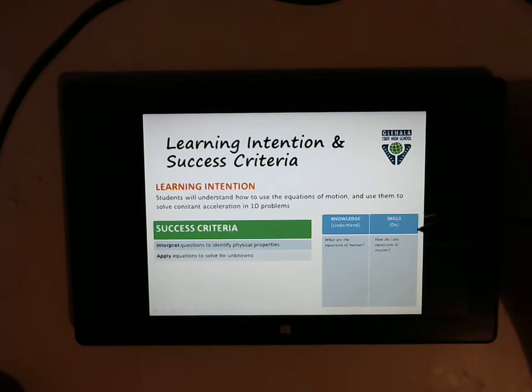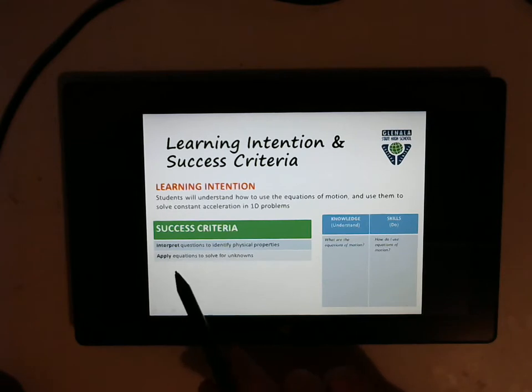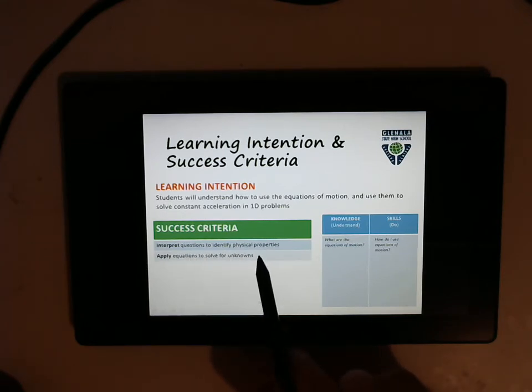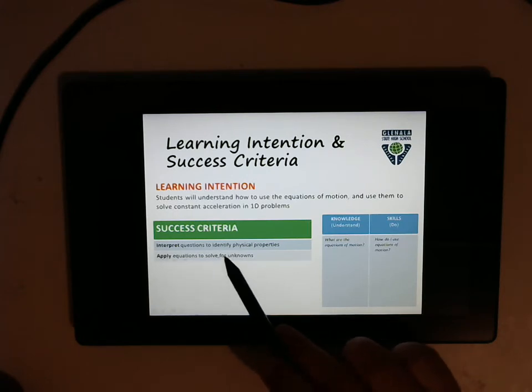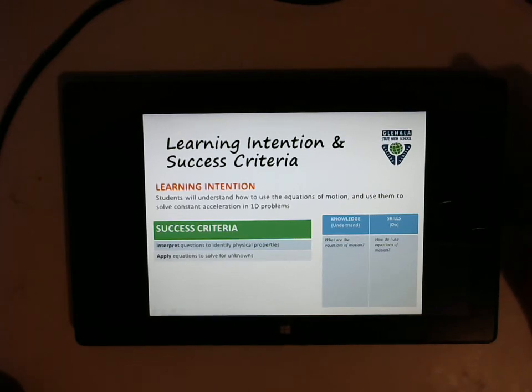So our skills here: we need to be able to use these things. And you're going to know if you can do this if you can do two things. You should be able to interpret the questions to identify some physical properties, and then apply the equations to solve for unknowns. And while this step is technically harder and worth more, it is actually the easier part. It's this interpretation that people generally have a bit of an issue with, so we'll go through a bit of that today.